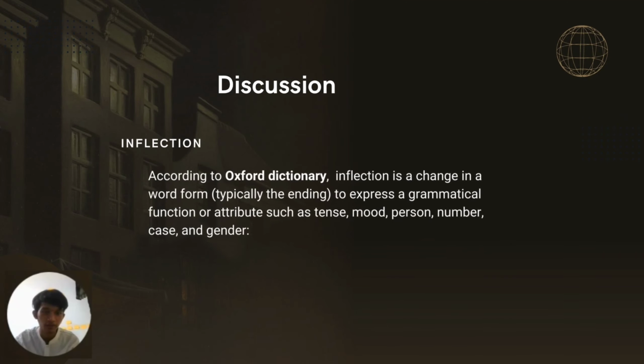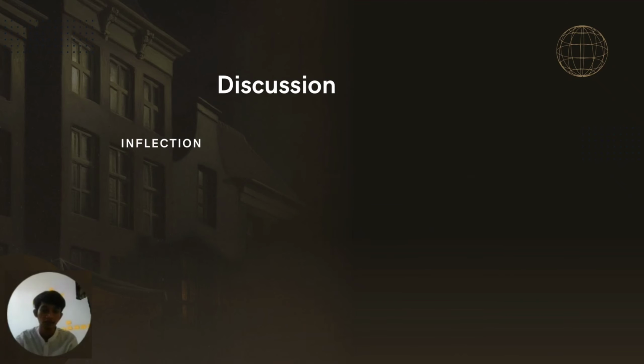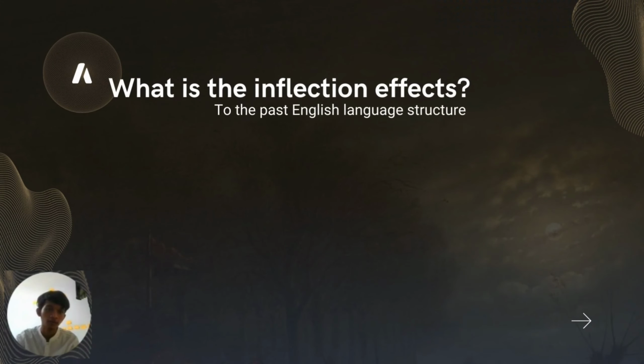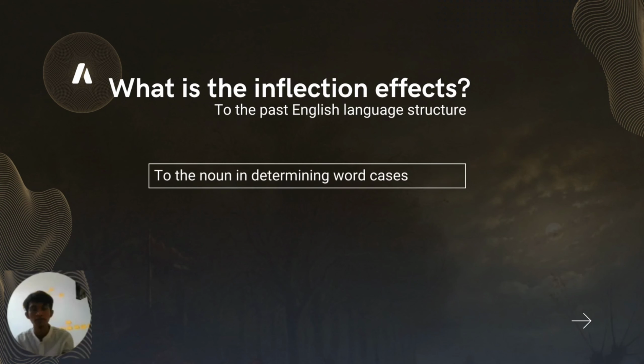What is inflection? According to the Oxford Dictionary, inflection is a change in word form, typically the ending, to express grammatical functions or attributes such as tense, mood, person, number, case, and gender. So what is the effect? I concluded there are two effects of inflection in Old English.